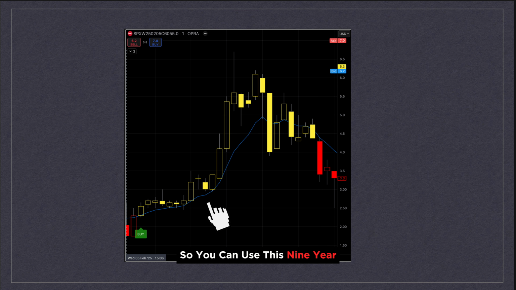So you can use this 9 EMA as a second bit of confirmation to know that the option is still trending to the upside, the option is still strong, and there's a very, very likely chance that the option will explode to the upside versus it not moving at all, right?